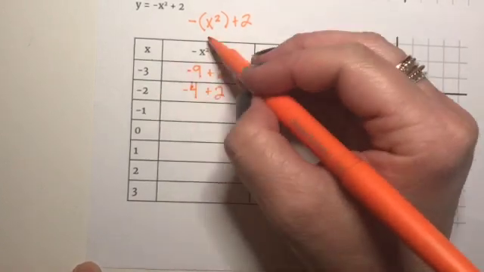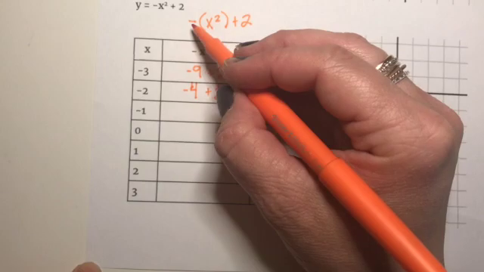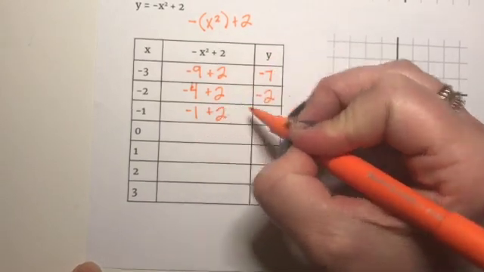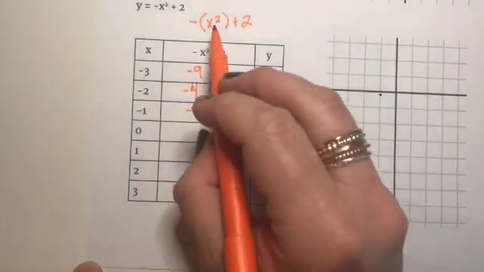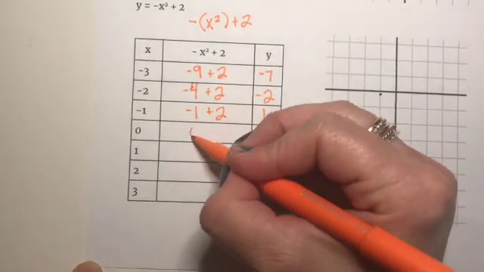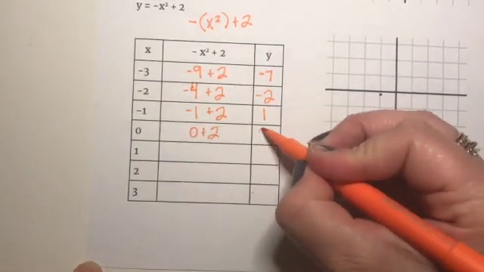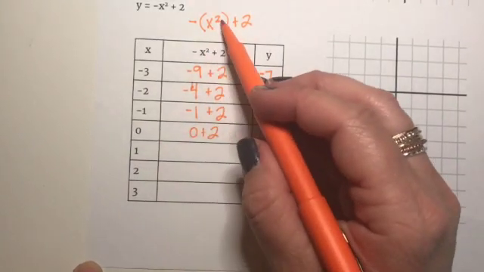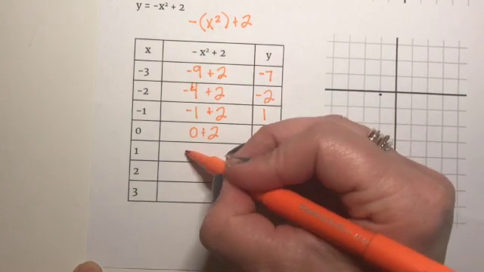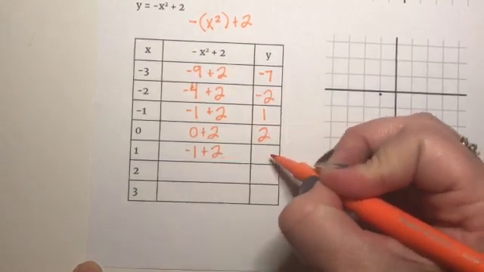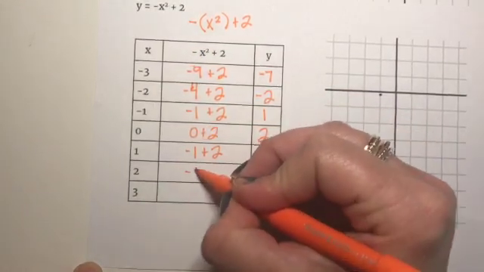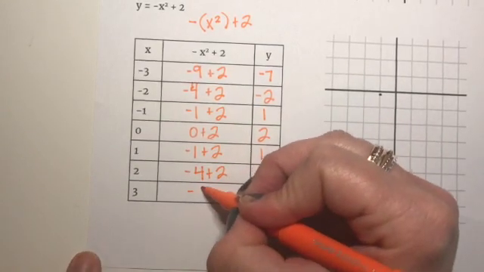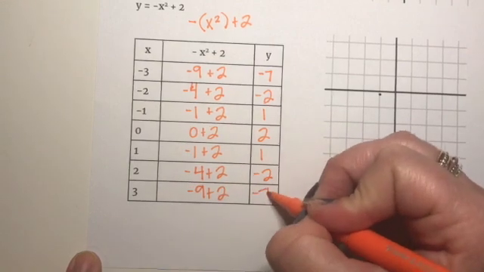When I square -1, I get +1, but then it's taking the opposite of that. So -1 plus 2 is 1. Can you take the opposite of 0? Nope, it's just 0. So 0 plus 2 is 2. So now, what if I square 1? 1 squared is 1, and then we're going to make it negative. So -1 plus 2 is 1. -4 plus 2 is -2. And then -9 plus 2 is -7.